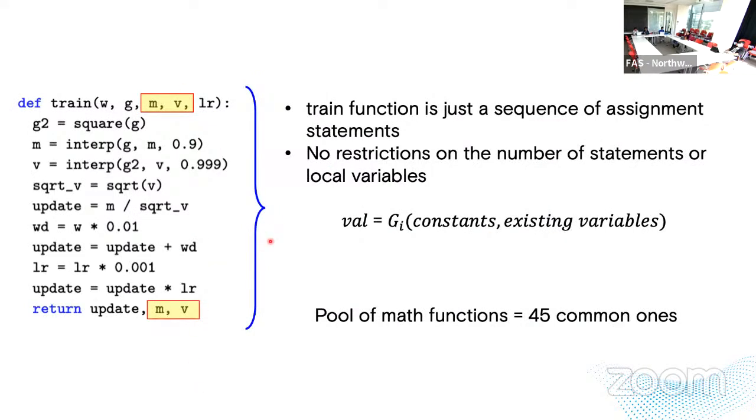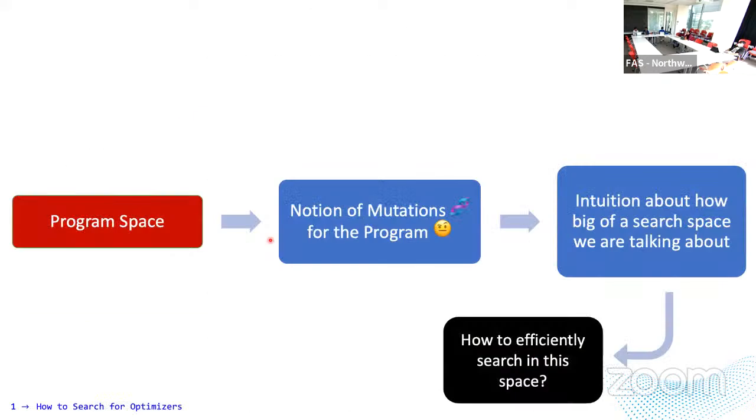So we can think of it as just a sequence of steps with some mathematical operations on constants and existing variables. Alright, so now we have some sense of the program space. Now let's discuss what sort of mutations are possible in this program. The authors talk about, as we know, genetic algorithms.